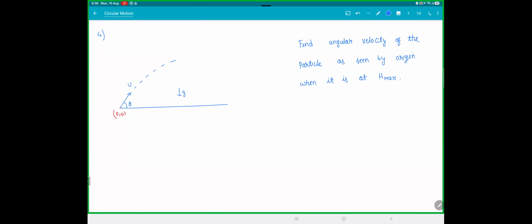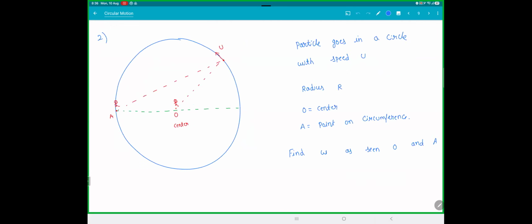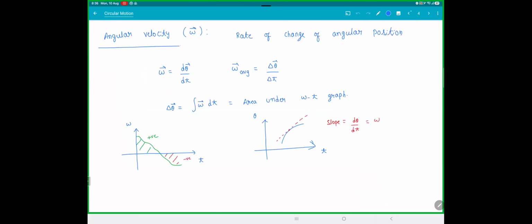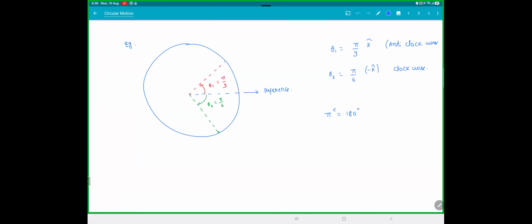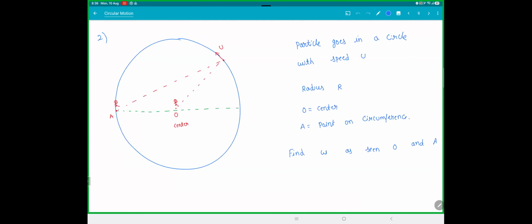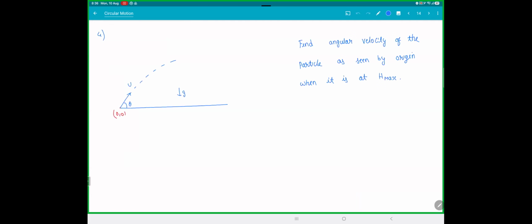Others, do keep your cams on. Karthik, Manav, Manish, let's give it a try. So when the particle is at h max, what is omega? Omega is not defined only for a circle. You can define it for any theta. If a particle is going in some random curve, then the angle subtended with the reference is your angular position. If you differentiate that angle, you will get omega. It's a little lengthy answer.